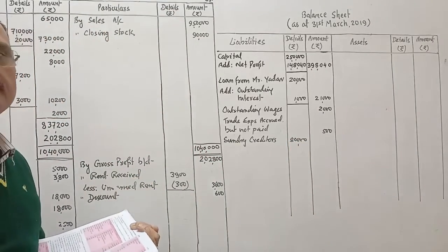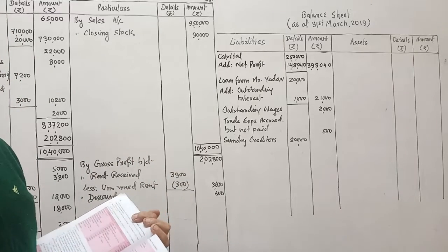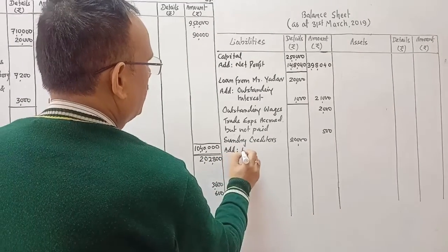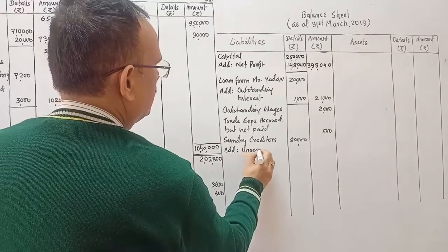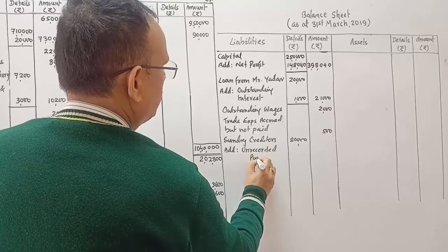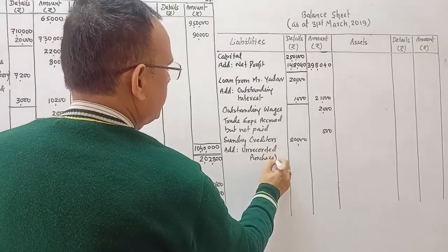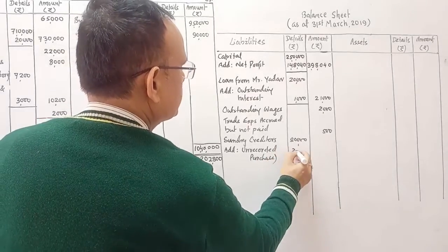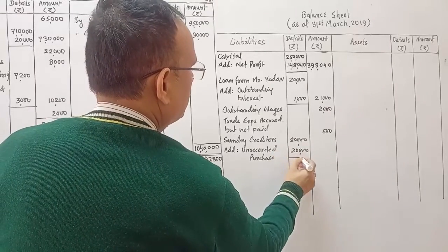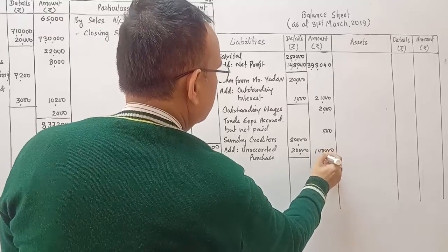Adjustment number 1, goods purchased but not recorded. So purchase account debit to creditors account. So this will be added. Unrecorded purchase will be added by us. That is 20,000 is the unrecorded purchase. We will add it and write the amount in the outer column, 1 lakh. Okay.